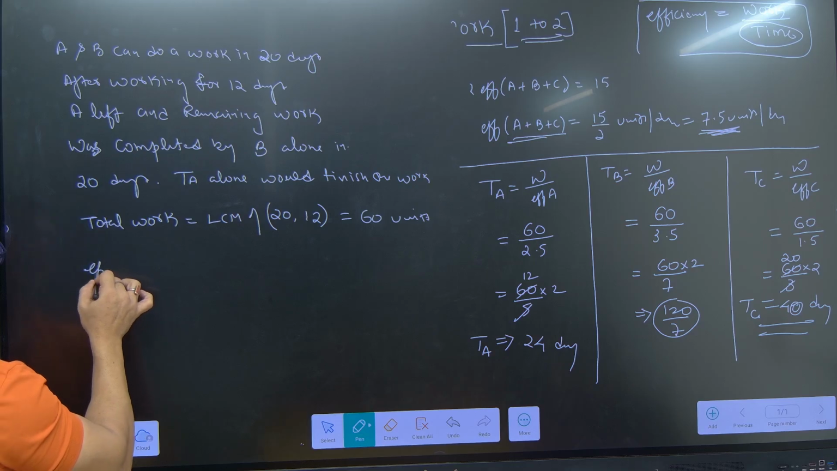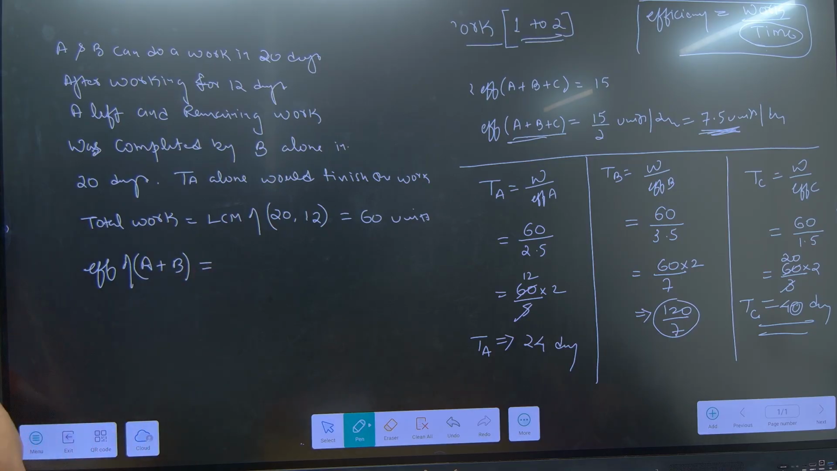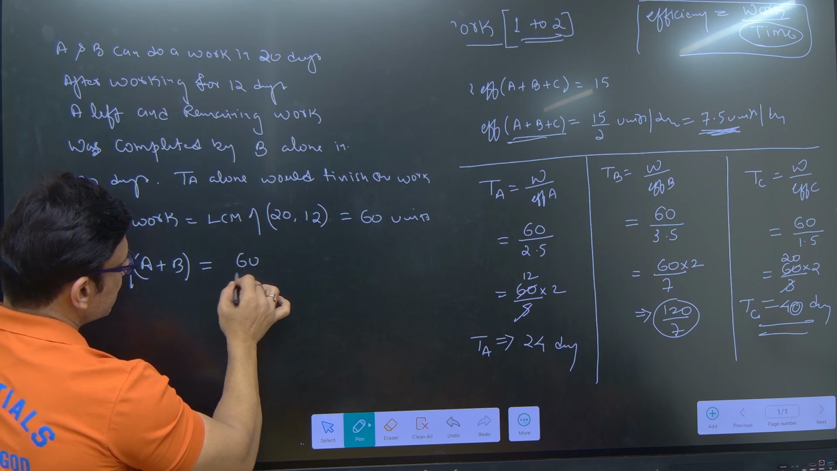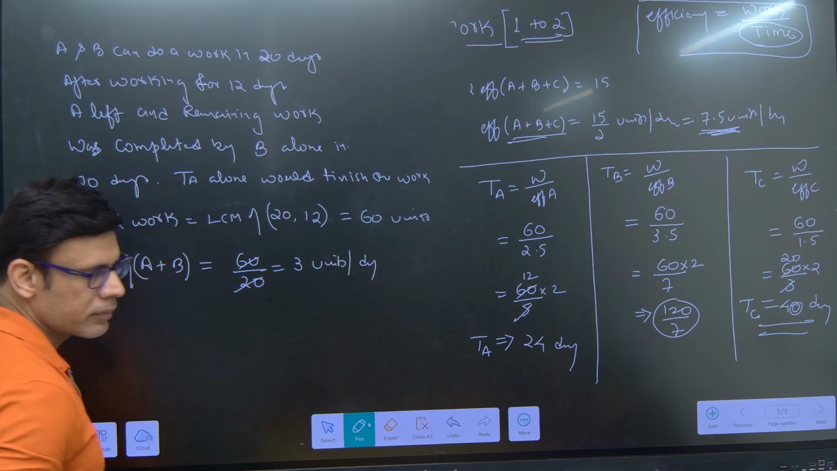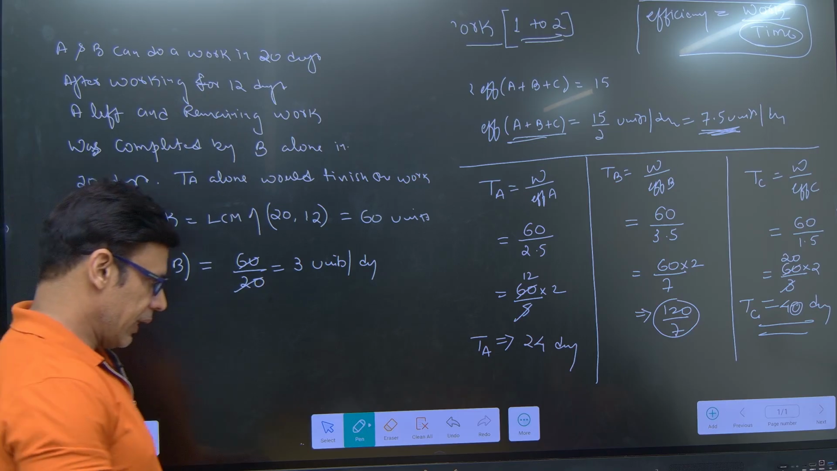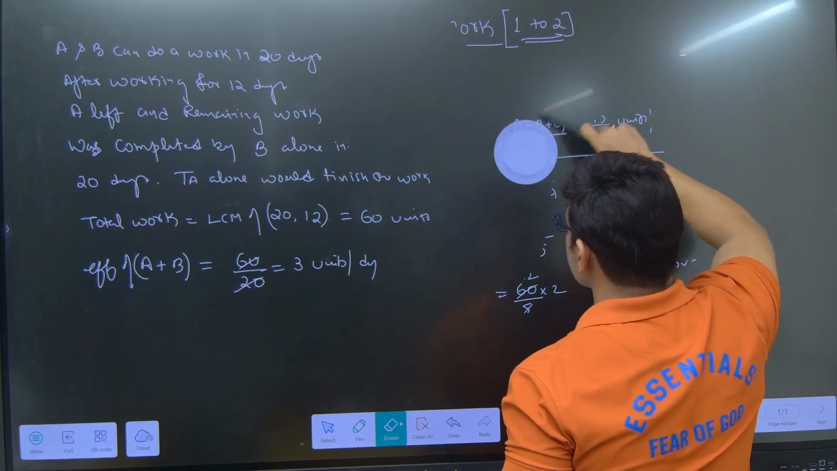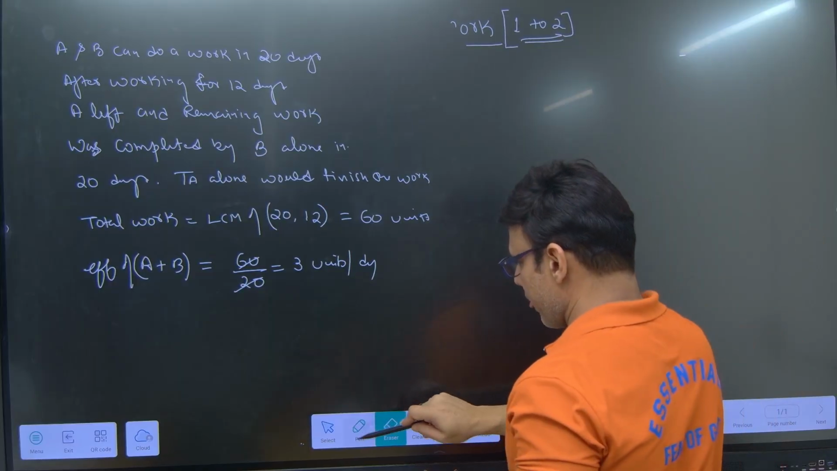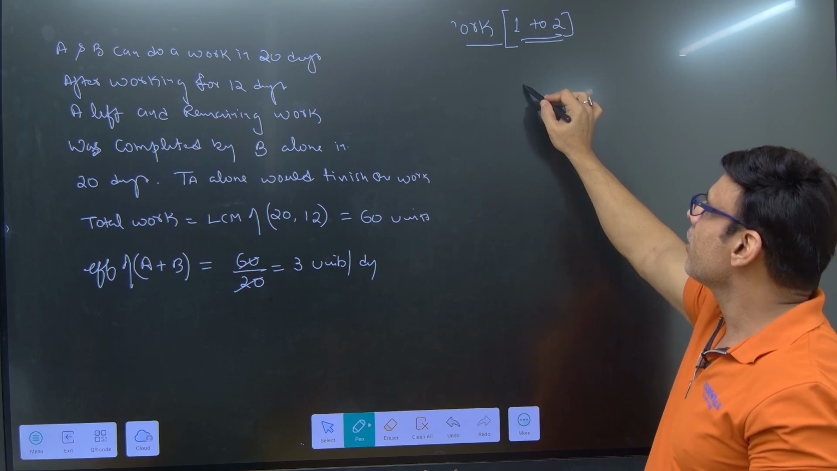Then what is the efficiency of A plus B together? A plus B together can do this work in 20 days. So their efficiency is 60 by 20, which is equal to 3 units per day, right? In the entire question, what is happening? Someone is leaving the work. कोई छोड़ के जा रहा है बीच में. कौन? A. ऐसा क्वेश्चन कभी आता है ना, कोई छोड़ के जा रहा है, तो draw a number line.